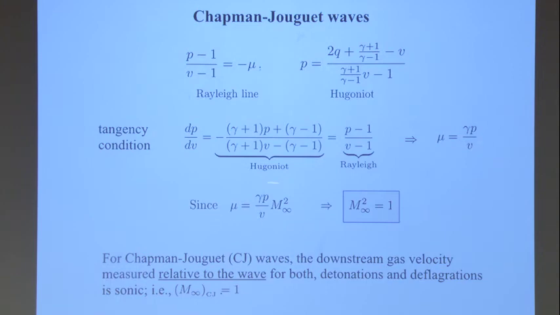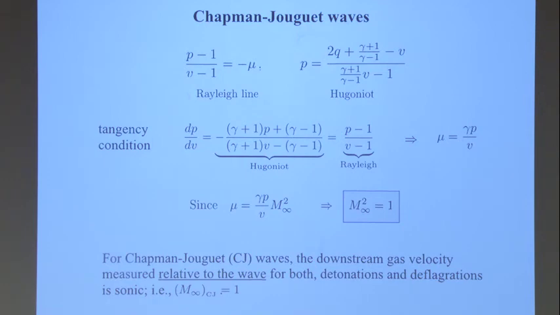Now remember, I showed you that mu can be related either to the Mach number upstream or to the Mach number downstream. This was one of the relations. So if gamma p over v is 1, it means mu equals M infinity squared. And since mu is that, it means that M infinity squared is 1, so M infinity is 1. Which means that for the Chapman-Jouguet wave, the Mach number relative to the wave, for both deflagration and detonation, is sonic, equal to 1, okay?